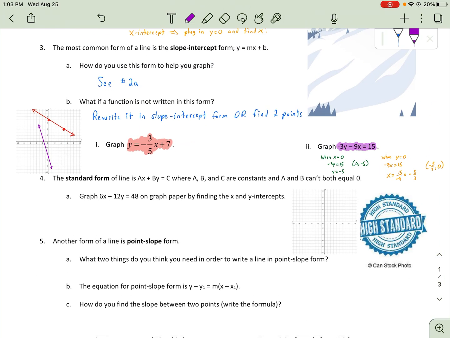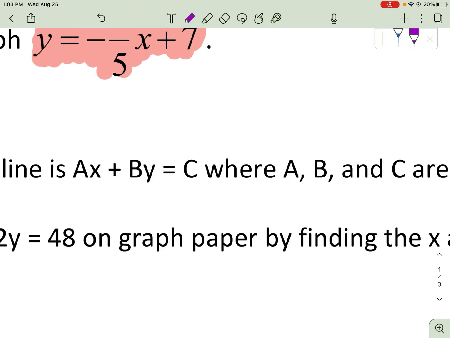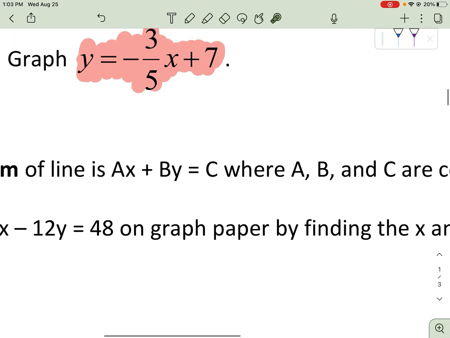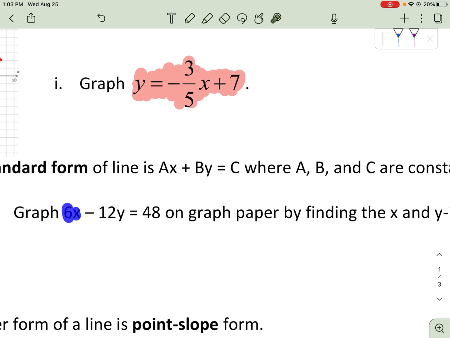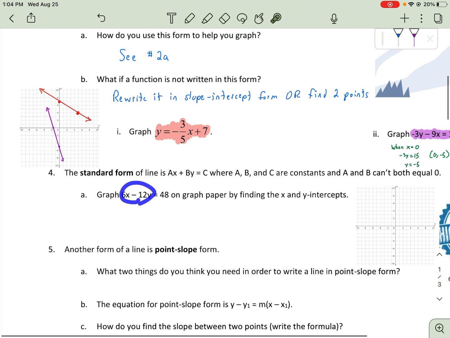All right. Number 4, the standard form of a line is written like this. It's just where x and y are on the same side. A, B, and C just are numbers. So like, here's an example of standard form. 6x, so like A would be 6. B here is negative 12. C here is 48. But it doesn't really matter. We're not going to refer to A, B, and C very much. But just standard form is x and y are on the same side of the equal sign, like this problem.